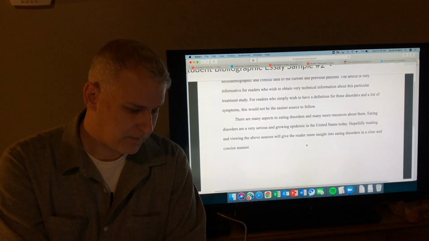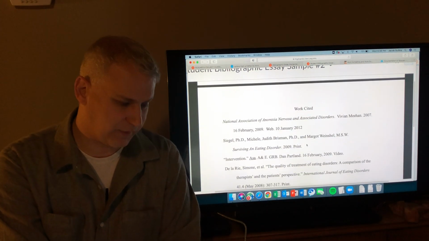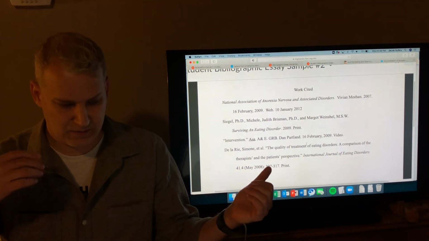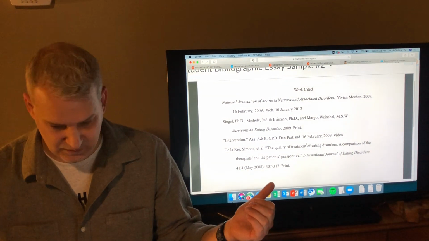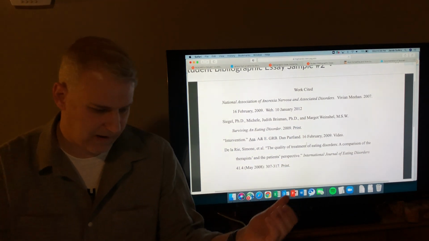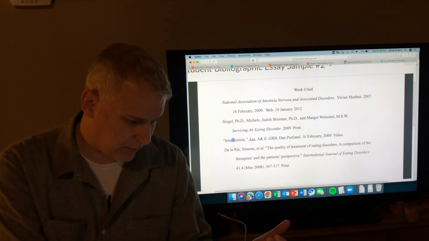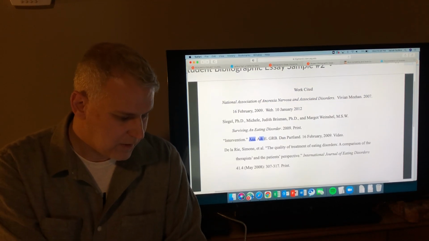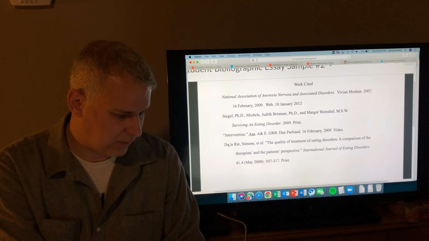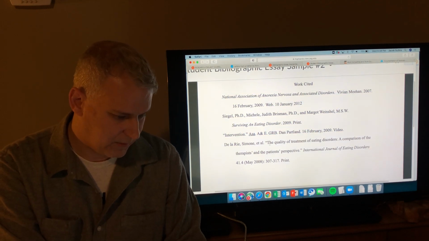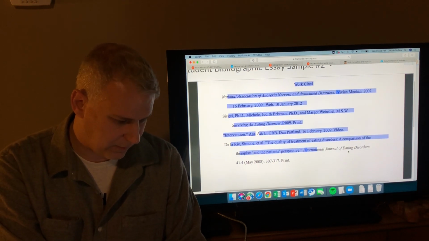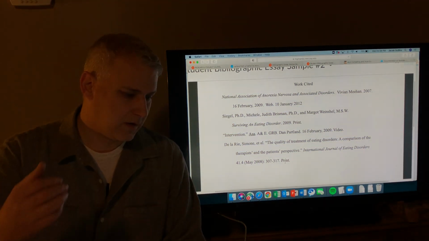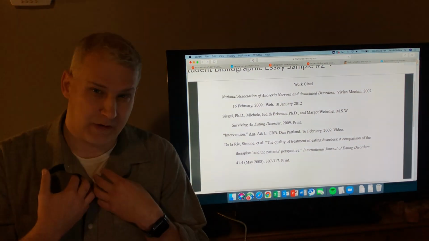There you go. And then the works cited in MLA format: author, title of the source, title of the container of the source, like if it's an article in a magazine or an episode in a TV show, there you go. For the scholarly journal article, there you go: author, title of the article, title of the journal, and then the date information, basic MLA format. That gives you an idea of what I'm looking for.